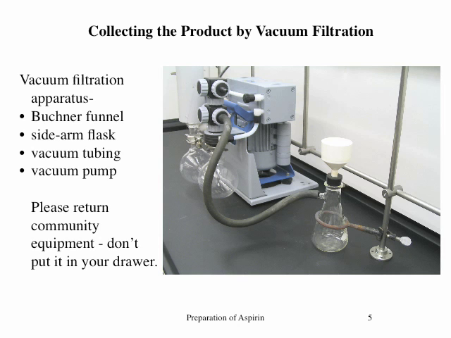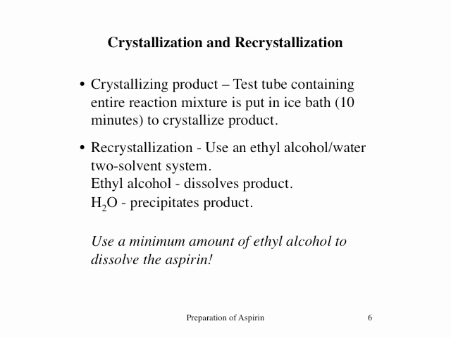Buchner funnel. The initial precipitation of the aspirin is a process called crystallization, where most of the contaminants remain in solution. To obtain a better purified product, the substance must be recrystallized. This is accomplished by dissolving the aspirin in a minimum amount of ethyl alcohol and then adding enough water until the aspirin just begins to precipitate.